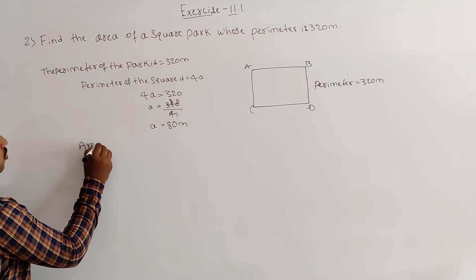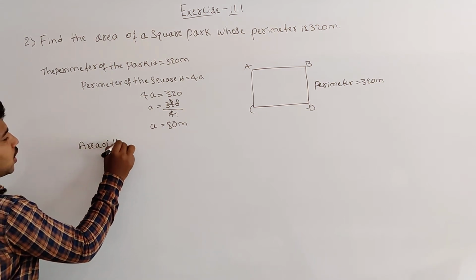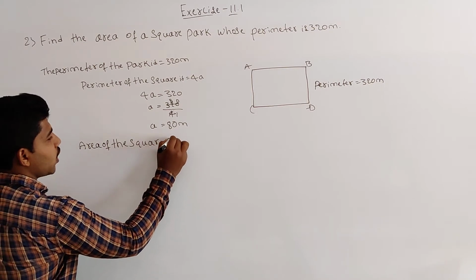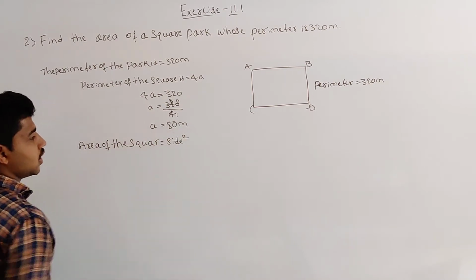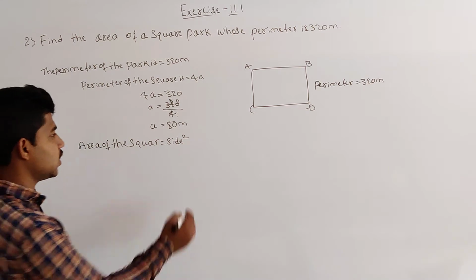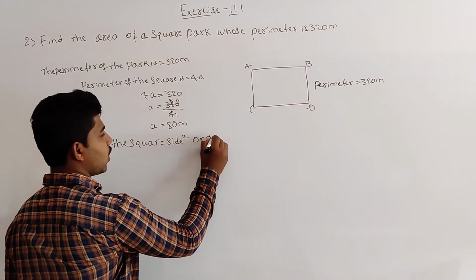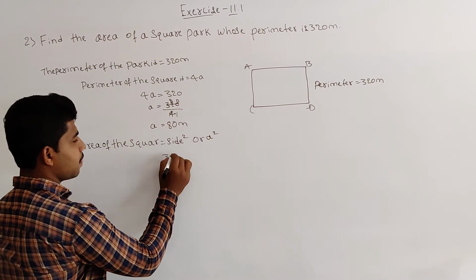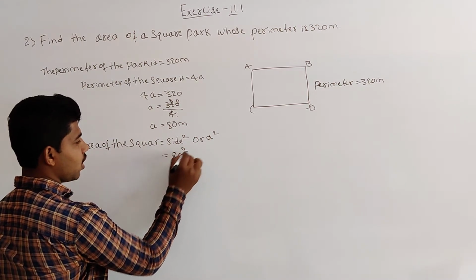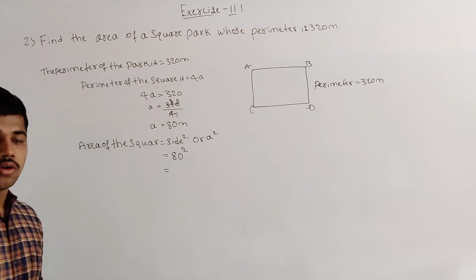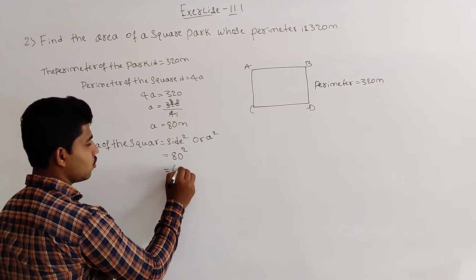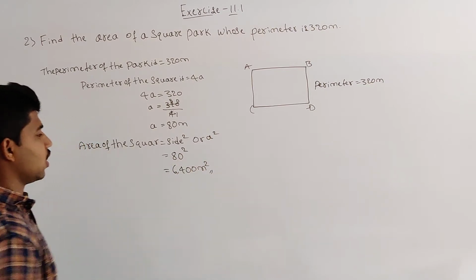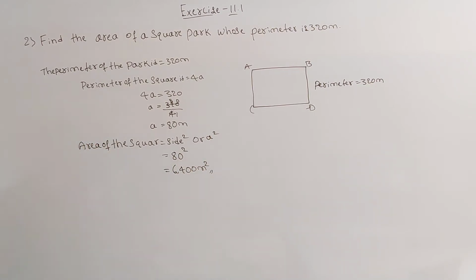Area of the square is equal to side squared. Already you know the side is 80, so 80 squared. How much will you get? 6,400 meter square. Then you will get the answer: 6,400 meter square.